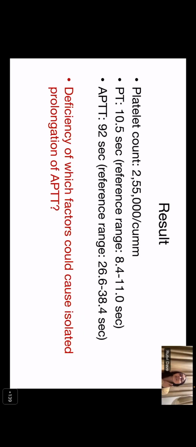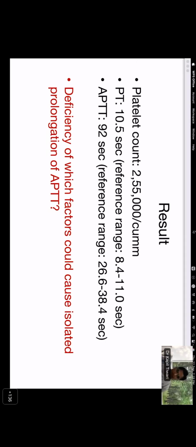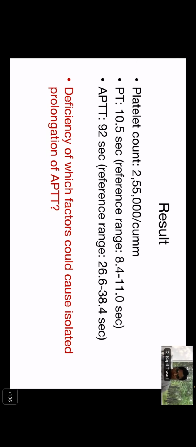And suppose the mixing studies show correction, you know that you are dealing with a factor deficiency. So deficiency of which factors would result in isolated prolongation of APTT? 8, 9, and 11. Intrinsic pathway: 8, 9, 11 and 12. Yes, 8, 9, 11 or 12.